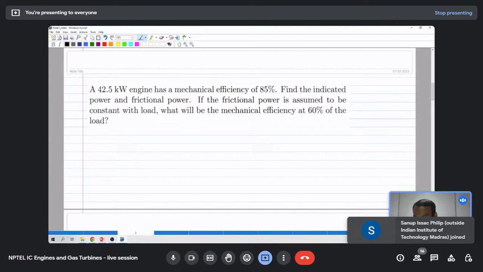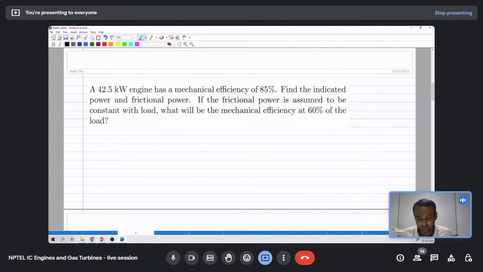So in the next problem, we have a 42.5 kilowatt engine which has a mechanical efficiency of 85%. The indicated power and friction power has to be found out. This is similar to what we did earlier. If the friction power is assumed to be constant with load, what will be the mechanical efficiency at 60% load? So now, find the indicated power. So we can start solving with the known parameters.